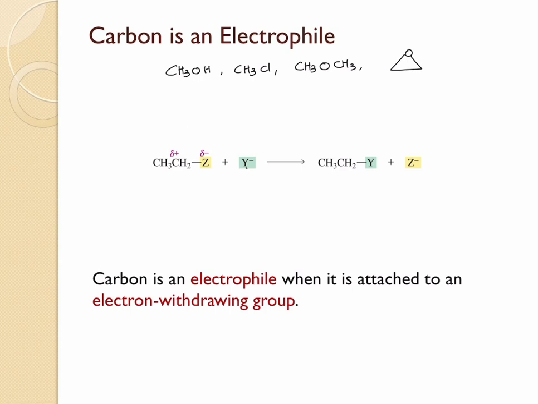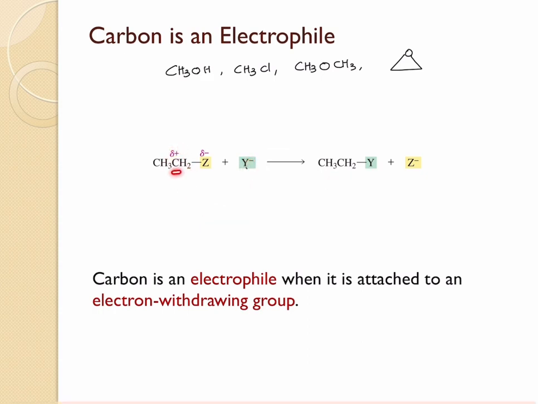In all the compounds that we have seen so far, say for example alkyl halides, alcohols, ethers, and epoxides, we see that the carbon is connected to a more electronegative atom. So in which case, this carbon is going to act as an electrophile where the nucleophile can go and attack this electrophile and a reaction could happen.